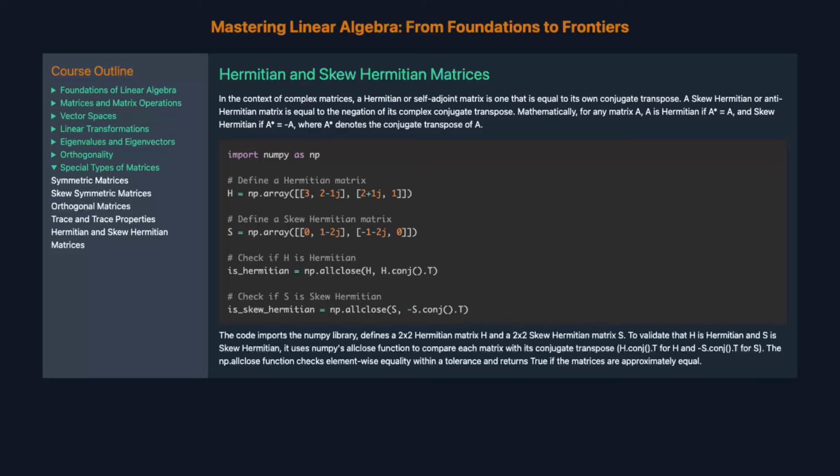The code imports the NumPy library, defines a 2x2 Hermitian matrix H and a 2x2 skew Hermitian matrix S. To validate that H is Hermitian and S is skew Hermitian, it uses NumPy's allclose function to compare each matrix with its conjugate transpose, H.conj().T for H and minus S.conj().T for S. The np.allclose function checks element-wise equality within a tolerance and returns true if the matrices are approximately equal.